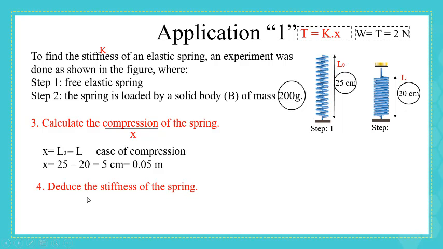Number 4, deduce the stiffness of the spring. To find the stiffness of the spring, we have to apply Hooke's law. We get T, it's 2 Newton from the condition of equilibrium between the tension and the weight, and we get the value of X, that is 0.05 meter. Then apply this formula, K is equal to T over X, Hooke's law. Substitute the values 2 over 0.05, then it is 40 Newton per meter.